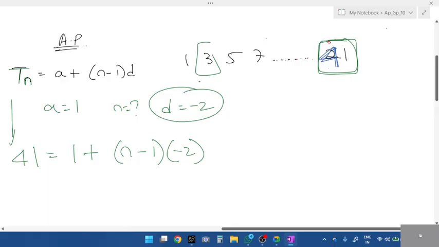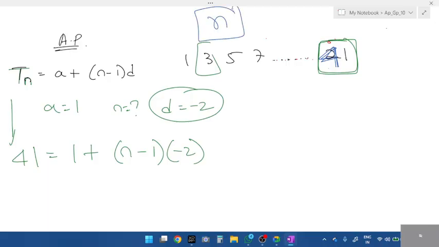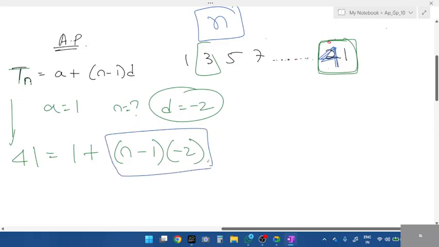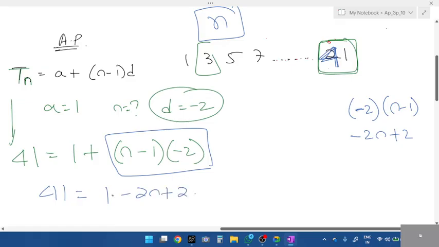So there are three types of question, students. The first one is n value. We need to find the position of n. That is what we are doing now. Minus 2. This calculation part is important. Take this part in the working column. Minus 2 into n minus 1. When you open the bracket, what do we get? Respond all of you. Minus 2n. What is minus 2 into minus 1? Plus 2. So 41 is equal to 1 minus 2n plus 2. Fine. Minus 2n goes to the other side. What do you get?